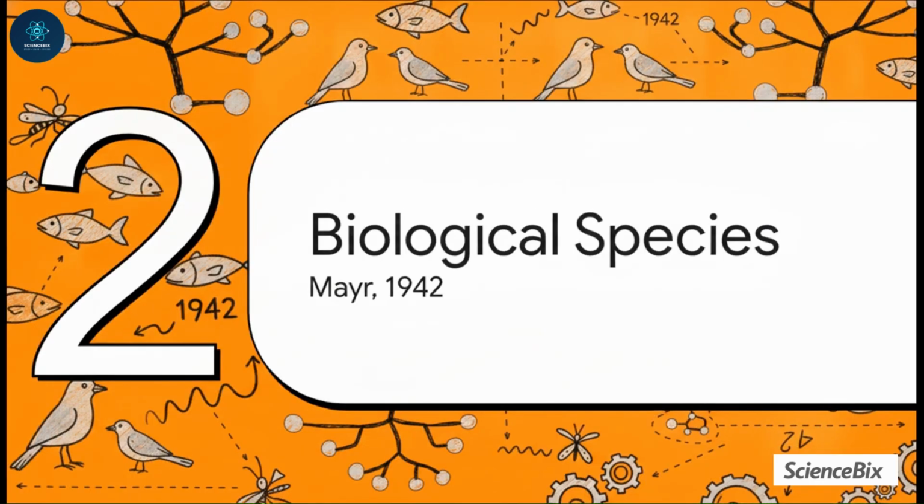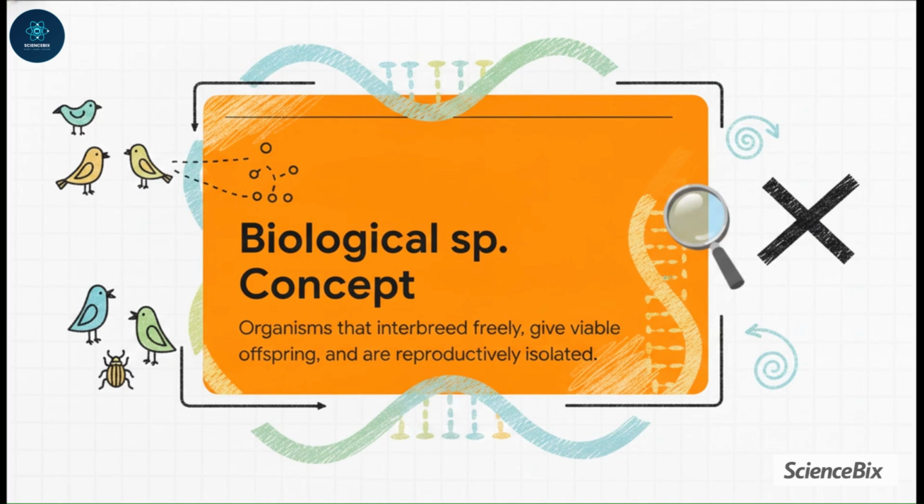Which brings us to Section 2, the biological species concept, Mayr, 1942. Okay, so this unifying rule largely came from Ernst Mayr, giving us the modern baseline we call the biological species concept. Mayr basically nailed it down like this. A species isn't just about looks. It's an entire group of organisms that can interbreed freely in nature, produce viable, fertile offspring, and, this is crucial, are completely reproductively isolated from other groups.